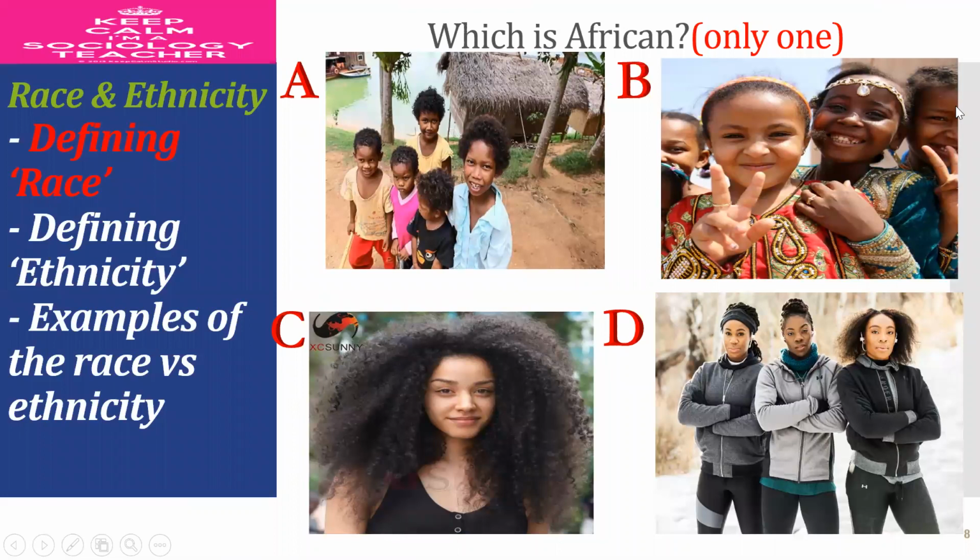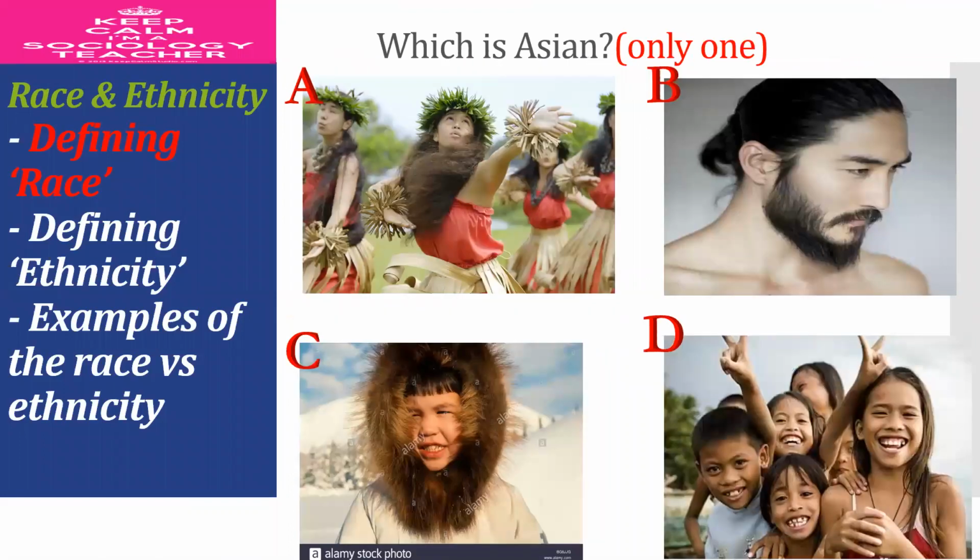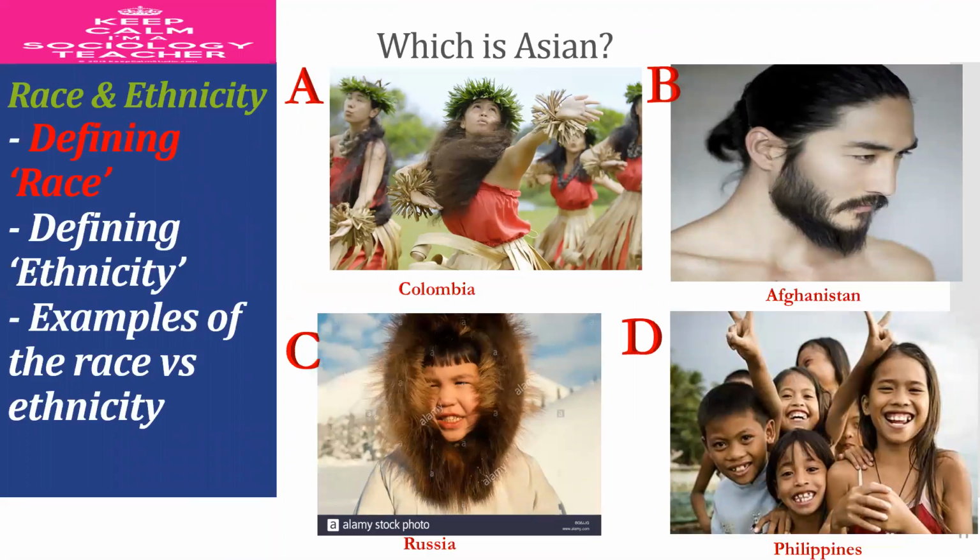I also did the same thing. All these people are black, so to speak, and you think they're all African. In fact, only one of them is African. You know what I mean? Similarly with this one, these people all look Asian. You would think that they're all Asian. The reality is only one of them is Asian, okay?